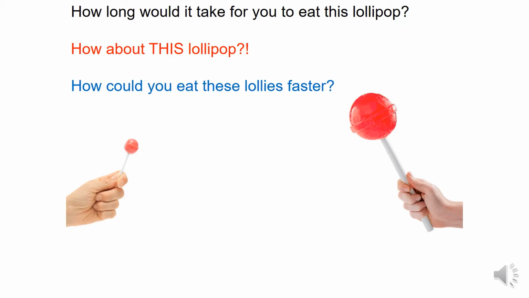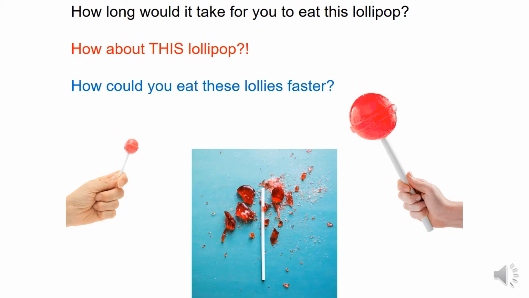Well, one way of eating these lollies faster would be to smash them up. And I know that some of you, if you were to eat a lolly, would probably crunch it with your teeth. But we could break it into small pieces. Now, this lesson is all about breaking reactants into pieces. And I know lollipops are a silly example, but it does sort of help us explain this a little.